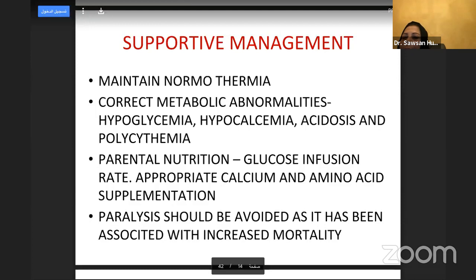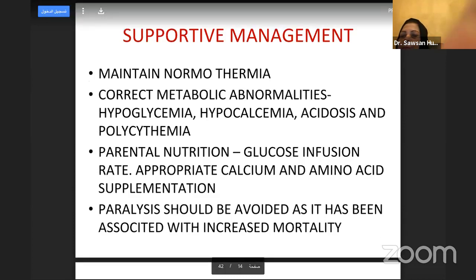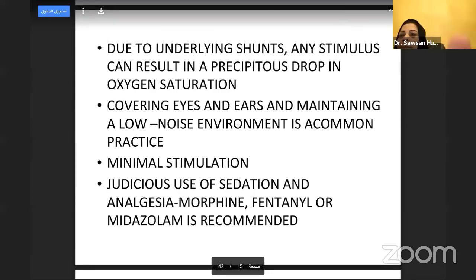Previously, we were using paralysis for these patients with persistent pulmonary hypertension, like pancuronium. But currently, it should be avoided because it is associated with increased mortality. Due to the underlying shunts, any stimulus can result in a precipitous drop in oxygen saturation. Covering eyes and ears to prevent stimulation is also a new modality of treatment for babies with PPHN to avoid the noises. Minimal stimulation.